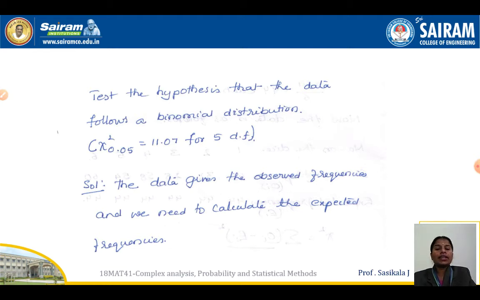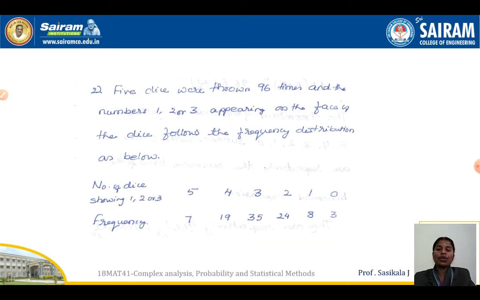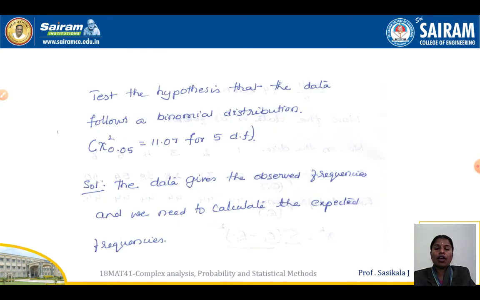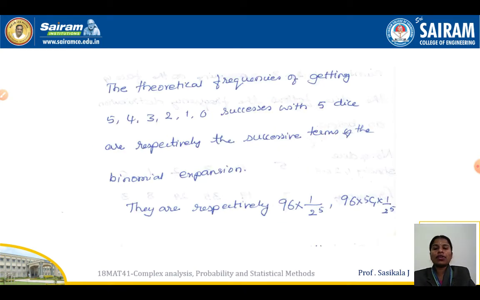The data given are the observed frequencies, and we need to calculate the expected frequencies. The observed frequencies are for the dice showing 1, 2, 3 as a face. So now we need to calculate the expected frequency. The theoretical frequencies of getting 5, 4, 3, 2, 1, 0 successes with 5 dice are respectively the successive terms of the binomial expansion.